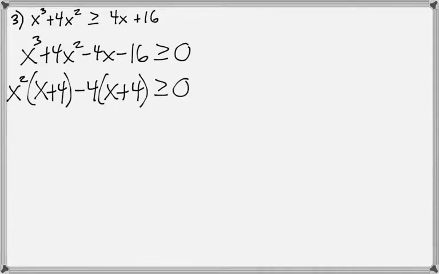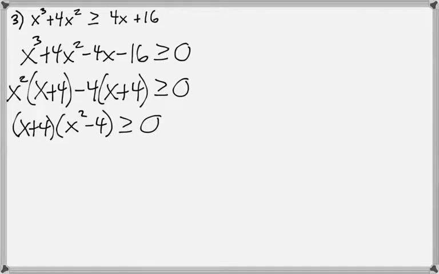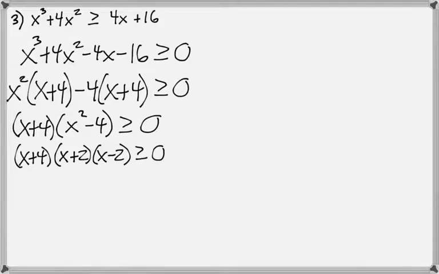Then if you complete the factor by grouping, you want to take out the x plus 4, and then this is x squared minus 4. You always want to factor as far as possible. The x plus 4 is okay, but the x squared minus 4 can actually be factored further. This is a difference of 2 squares, so this turns into an x plus 2 and an x minus 2. And the x plus 4 I'm going to carry down, and this is now completely factored.